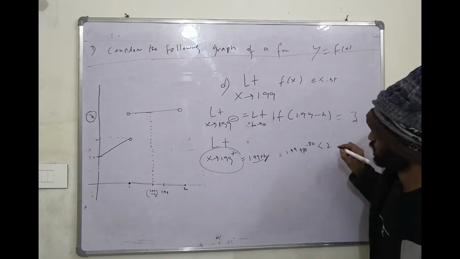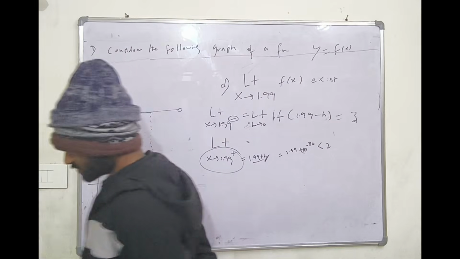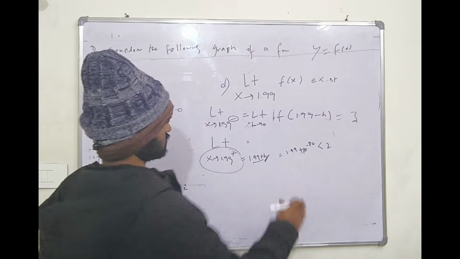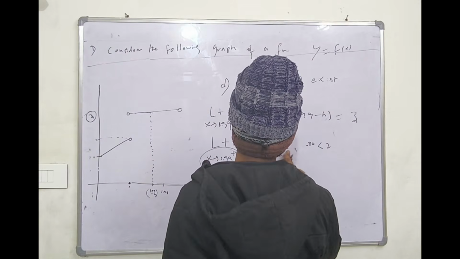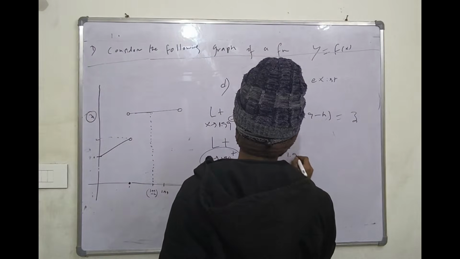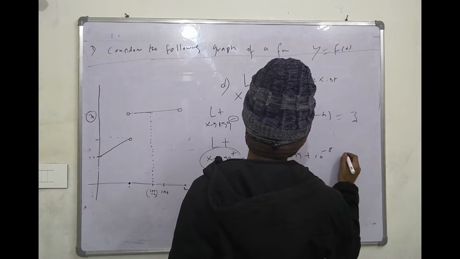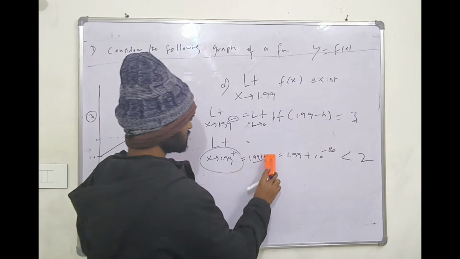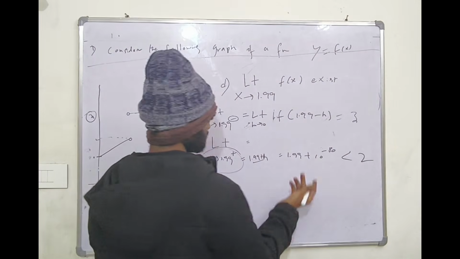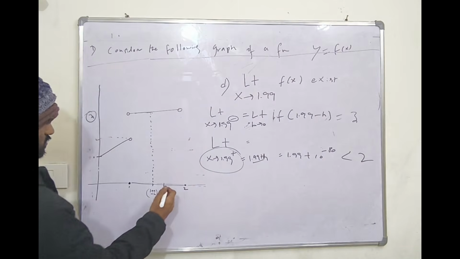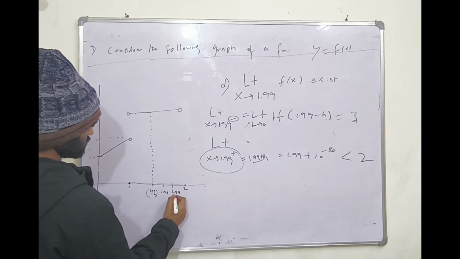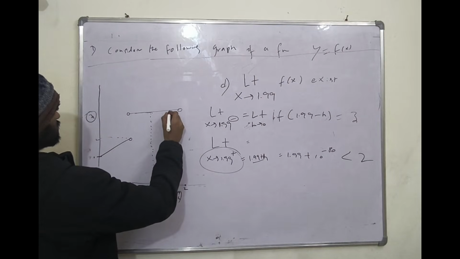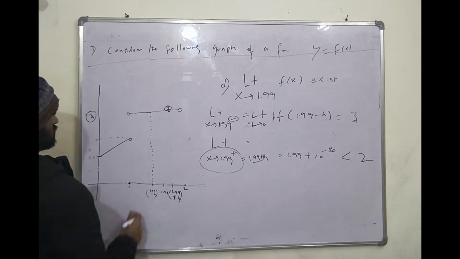This is still less than 2. Note, this is very important. Plus 10 power, h is 10 power minus 80. This is still less than 2. So 1 point h doesn't mean that it is equal to 2, or greater than 2. It is still less than 2. So here 1.99 plus h will be there, and it is still less than 2, and the corresponding y value is still again 3 only.